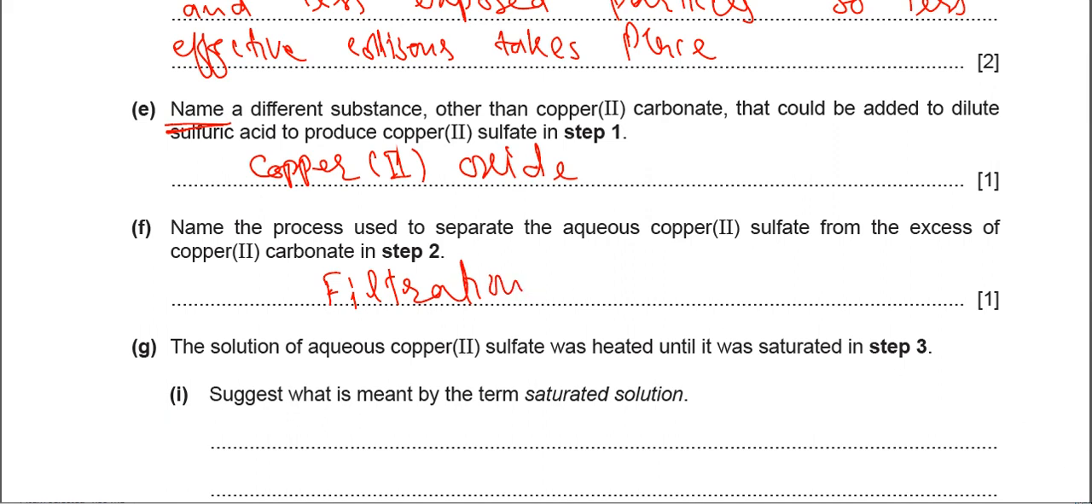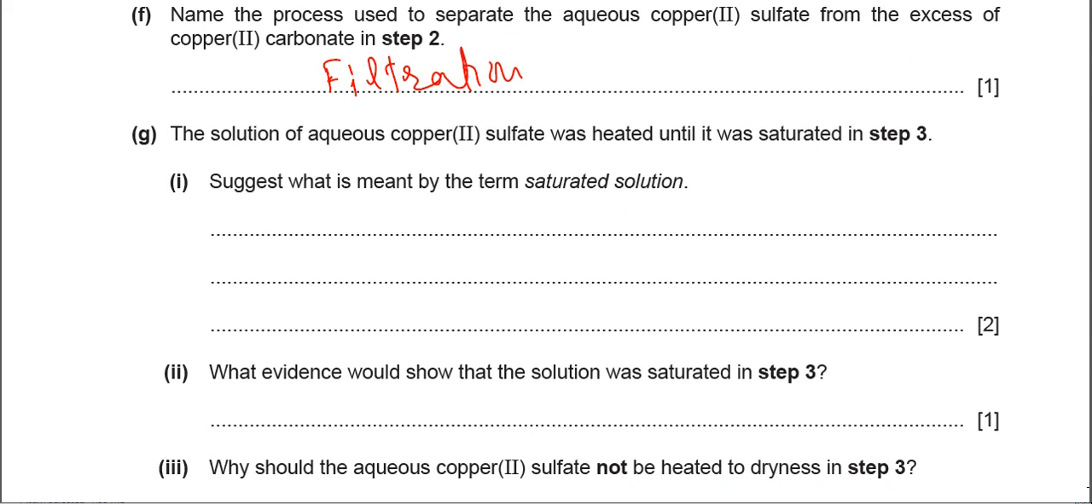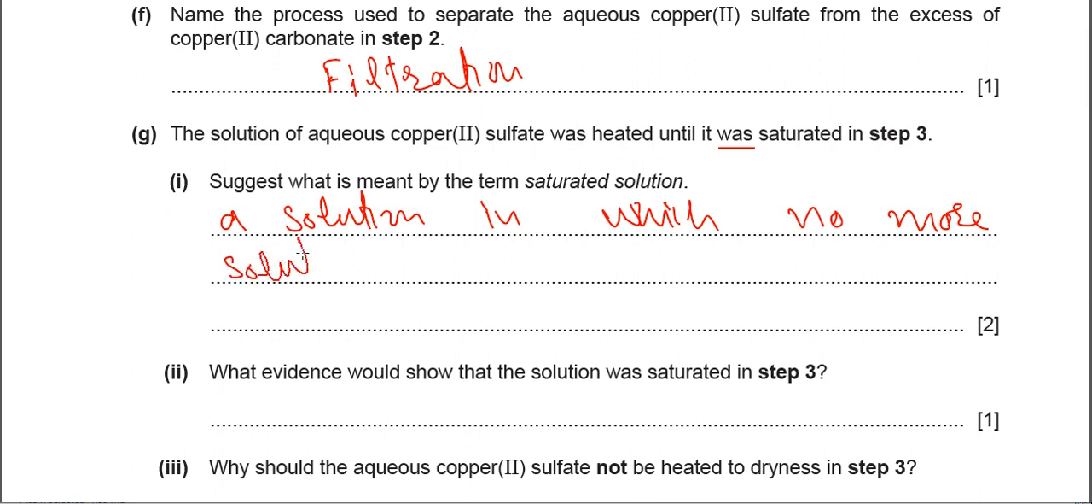Filtration will be the process technique that we use to separate unreacted or undissolved solid. The solution of copper sulfate was heated until it was saturated in step 3. Suggest what is meant by the term saturated solution. So we can say a solution in which no more solute could be dissolved.